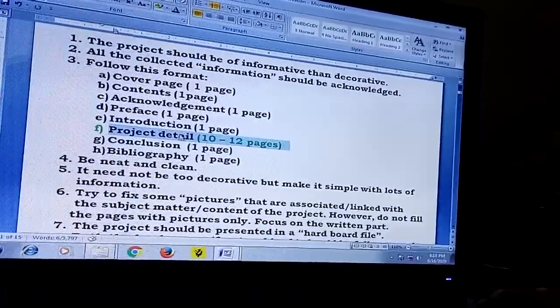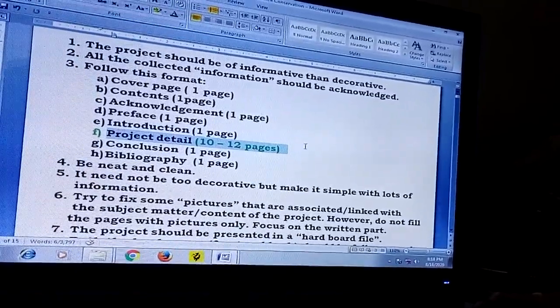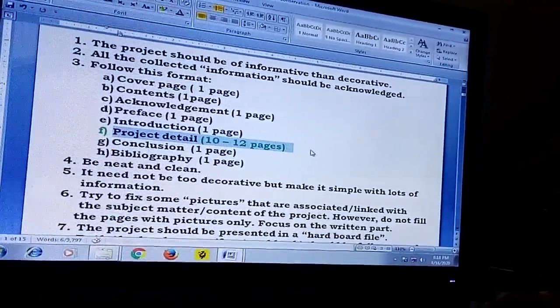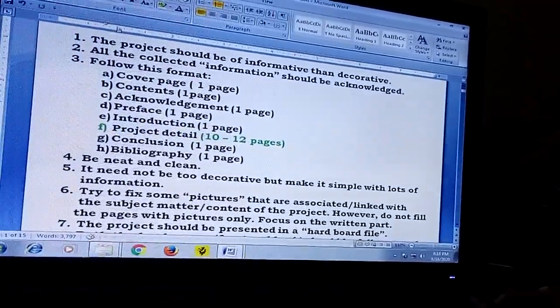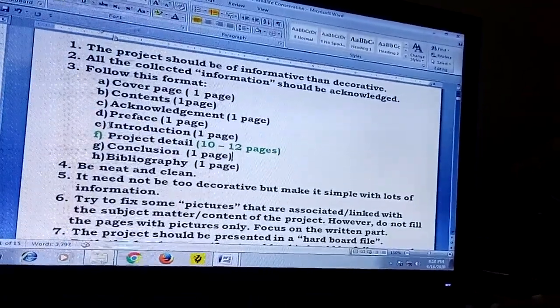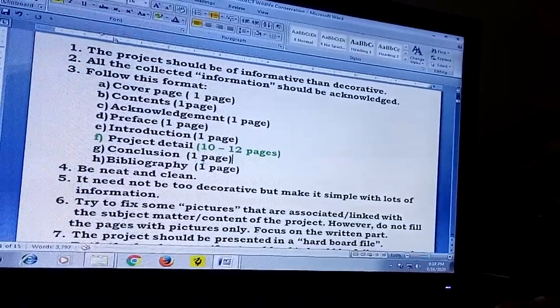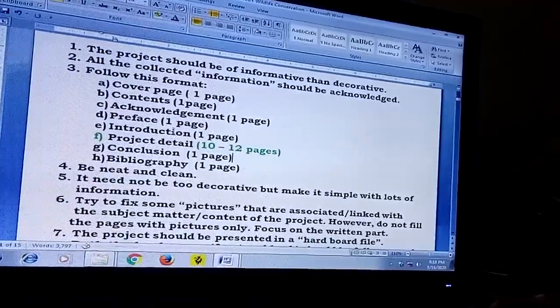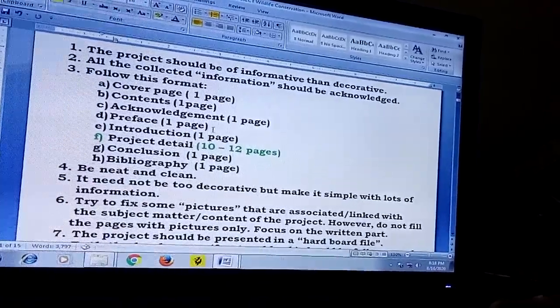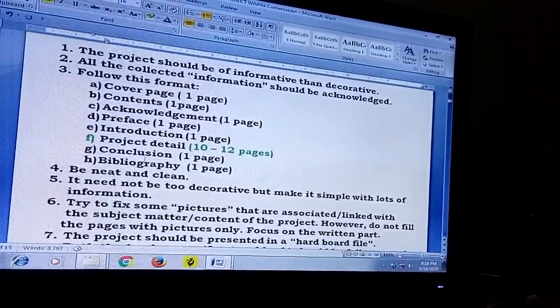10 to 12 pages of the so-called subject matter, the content of the project. And obviously after that, as you have an introduction, you have a conclusion on a separate page. Some of you, when there are half pages left, write the conclusion there. No, the conclusion will be on a separate page.